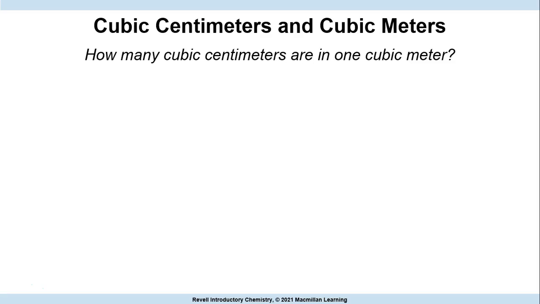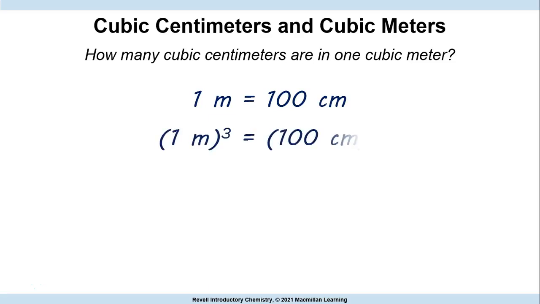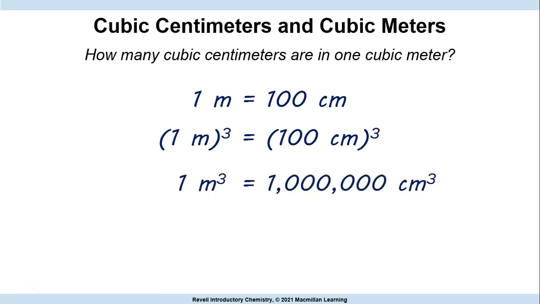Now, how many cubic centimeters are in 1 cubic meter? We have to look at the conversion factor between centimeters and meters. We know that 100 centimeters is equal to 1 meter. If we cube the meters, we also have to cube the centimeters. So when we cube that, we are going to have 100 times 100 times 100. That is the meaning of cube, so don't get confused here. That is going to give us 1 million. So 1 cubic meter is equal to 1 million cubic centimeters.